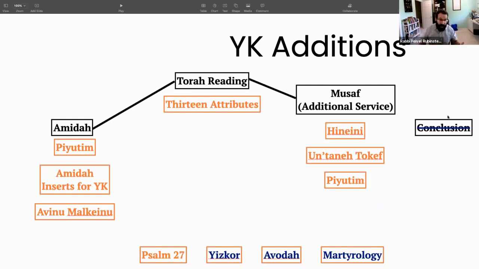What we're going to notice in the Mahzor, though, since this is a class about the Mahzor, is that the Mahzor does not have any of those concluding prayers at the end of Yom Kippur, the way that it does at the end of Rosh Hashanah morning.